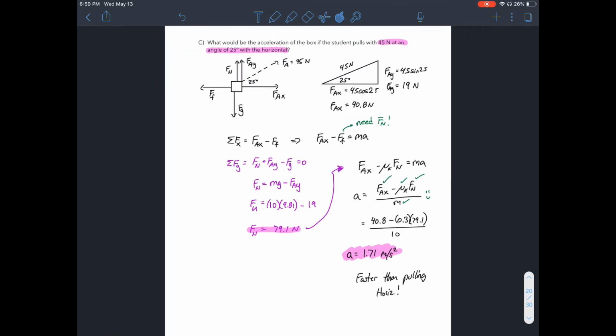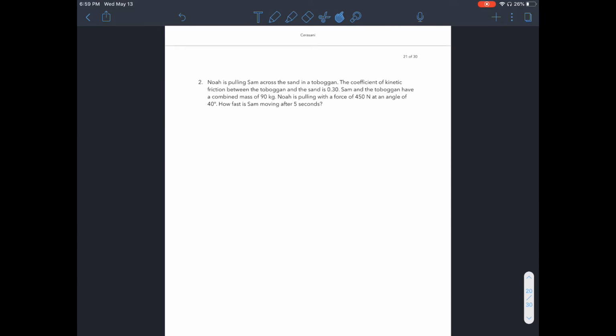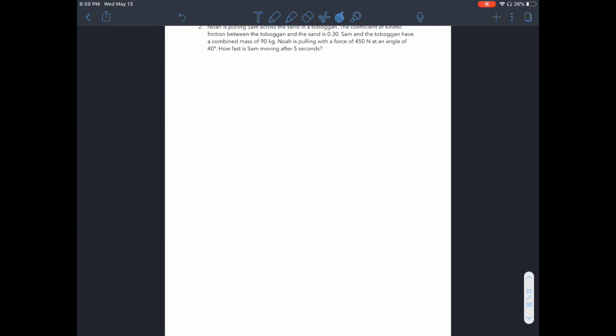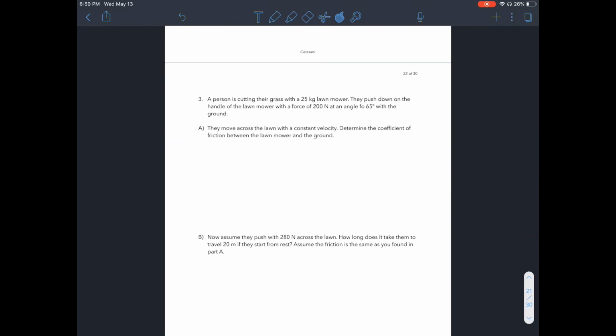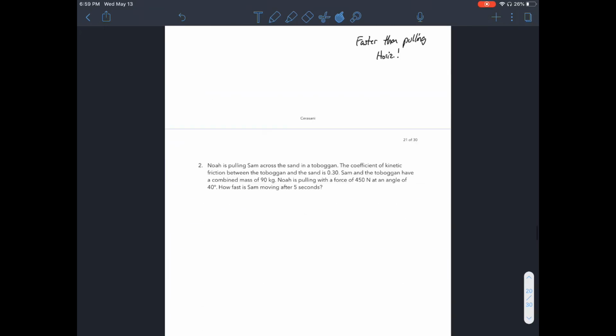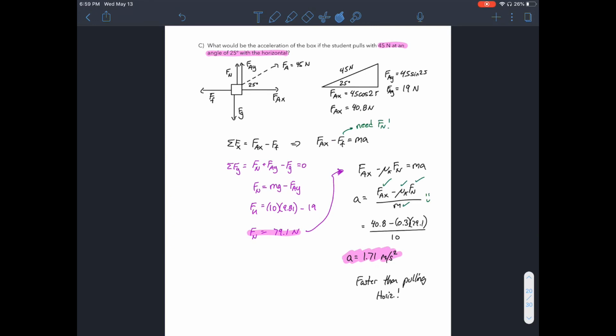Okay, try these next couple questions. We've got a second one, Noah's pulling Sam across the sand in a toboggan, which is fun. And then we've got a person cutting their grass. So try these questions. We will go over them in class together, but hopefully this nice introduction to friction helped you out.